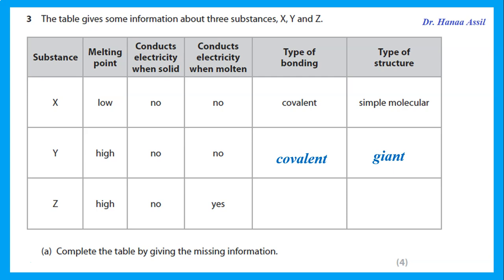What about Z? Z has high melting point. It does not conduct electricity when solid, but conducts when molten. Now, the only substances that conduct electricity only when molten are the ionic substances, and the structure of any ionic substance is a giant lattice with alternating positive and negative ions.